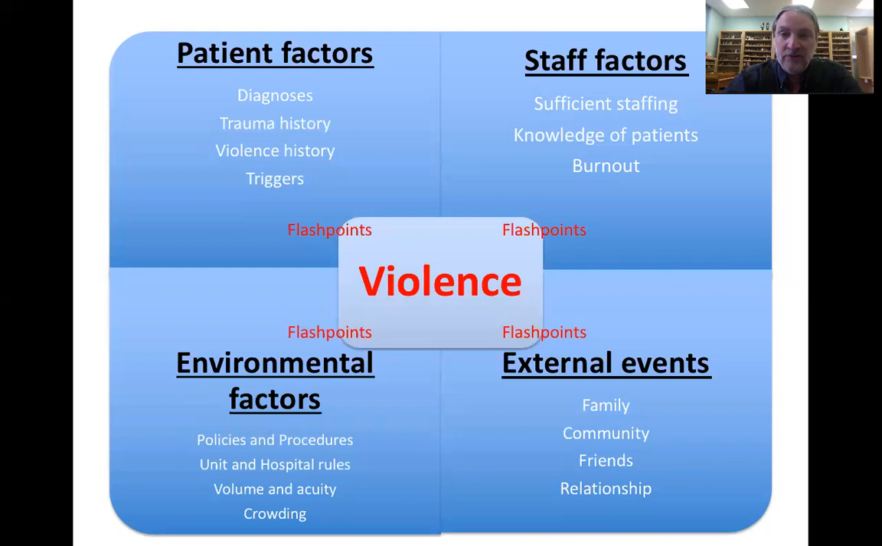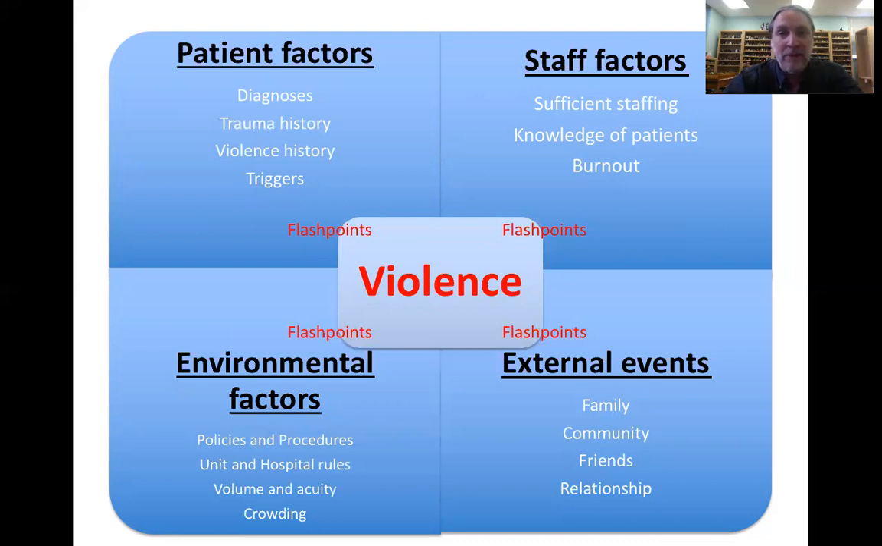Moving down to external events, there are some people that are set off by visits or phone calls with family, or significant events can happen on the outside: the loss of a loved one, someone being sick. The person's in the hospital, they're away from where this issue is. That can contribute to violence. You have environmental factors, policies and procedures, hospital rules, even the overall volume level on a unit can increase the risk of violence, and also how crowded a hospital is.